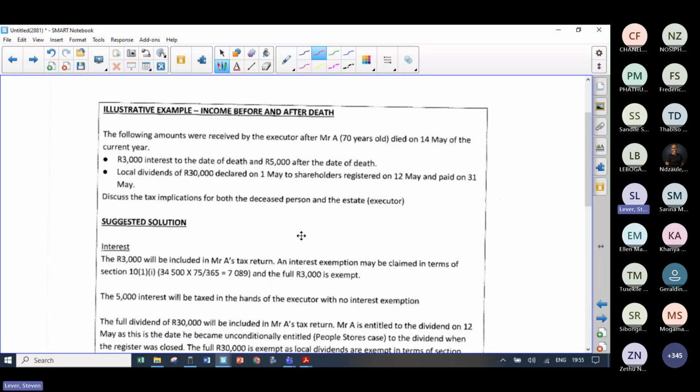Now, guys, remember, we use the gross income definition. The gross income definition says you include something at the earlier of receipt or accrual. So remember, you received it on 31 May, but when are you unconditionally entitled to receive something? Have a look at that and tell me what your unconditional entitlement date is.